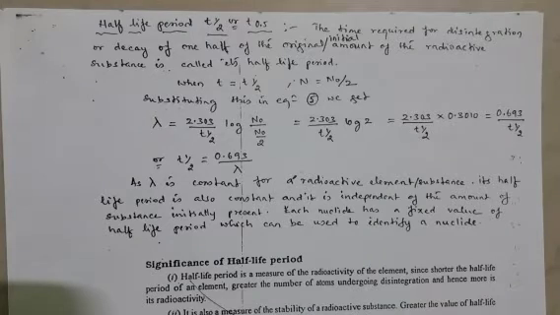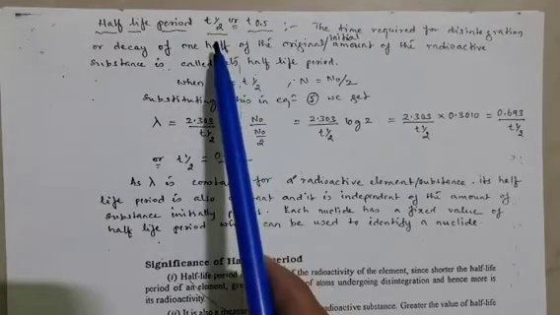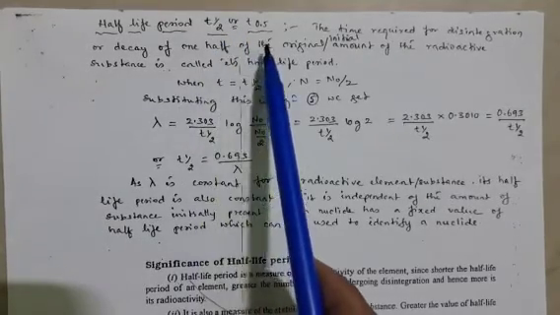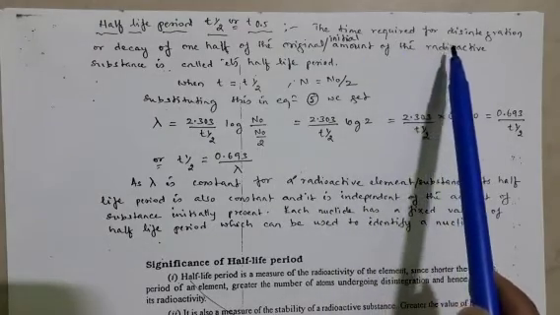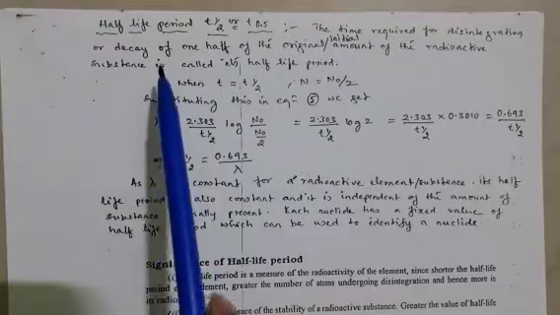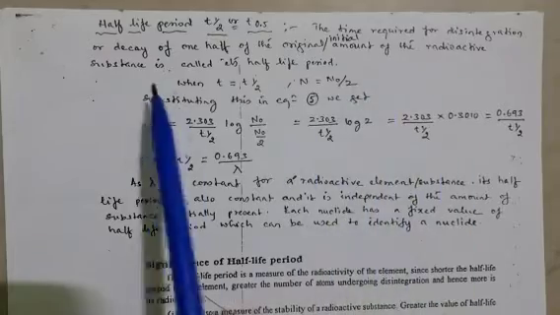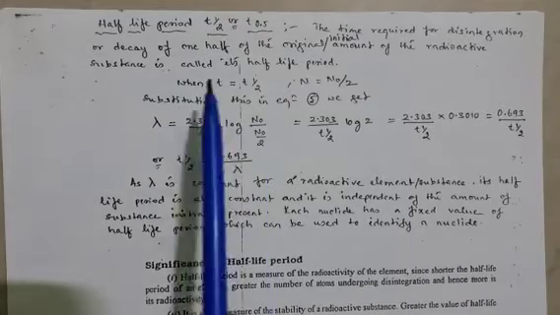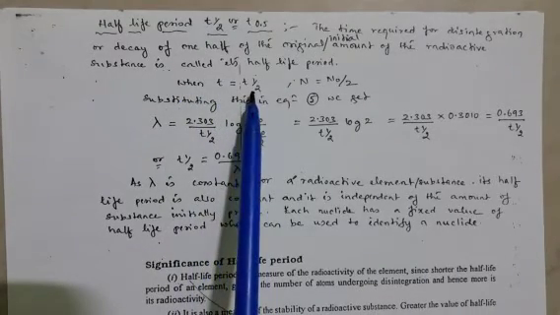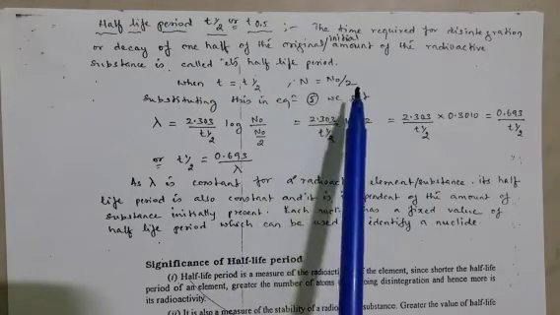So let us continue our discussion with the half-life period. It is denoted as T half or T 0.5. The half-life period can be defined as the time required for disintegration or decay of one half of the initial amount of the radioactive substance. So it is called the half-life period. When the time t is equal to t half, that is the half-life period, then N is equal to N naught divided by 2.